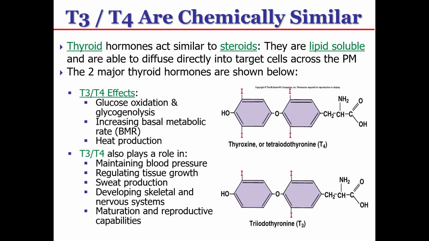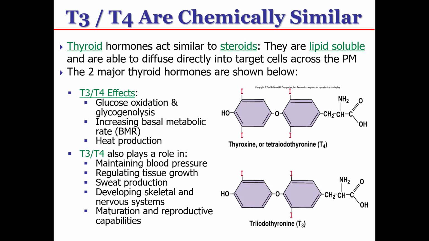Here's a look at T3, T4. Okay, so T4 is on top, and you can see the highlighted red iodine molecules attached to two ring-like structures. Now, although this is an amine-based hormone, it does have steroid-like activity when it arrives at the target cells. Because of these organic ring-like structures, it does behave similar to a steroid.